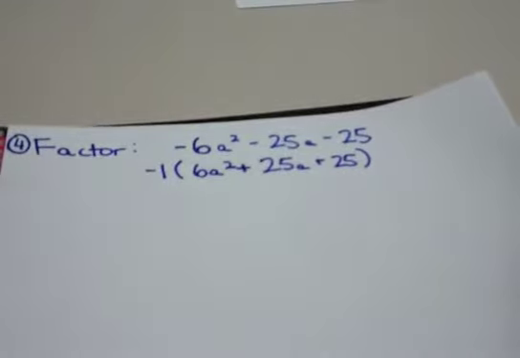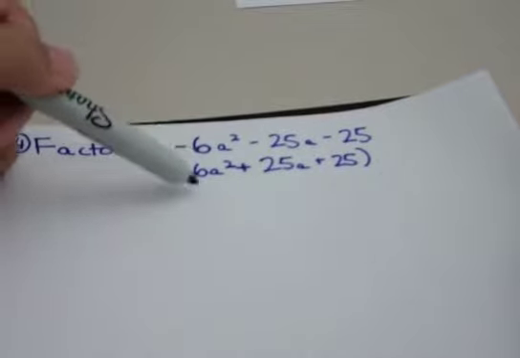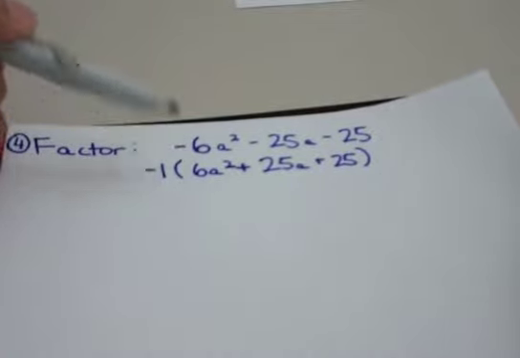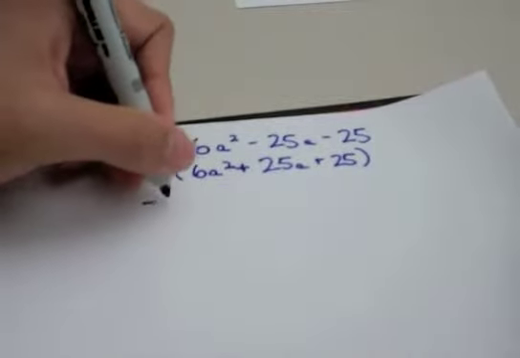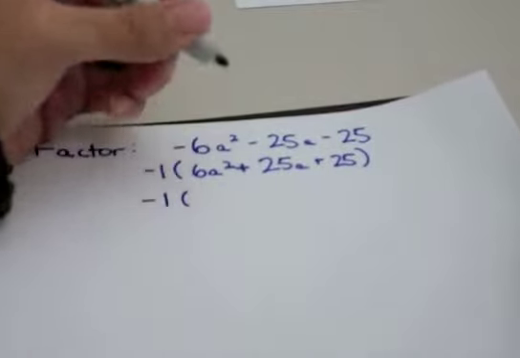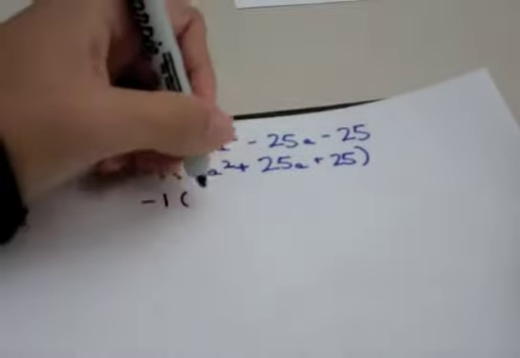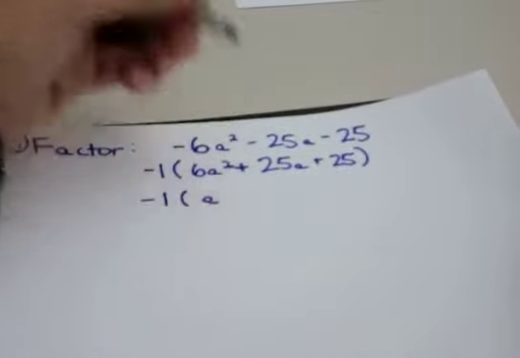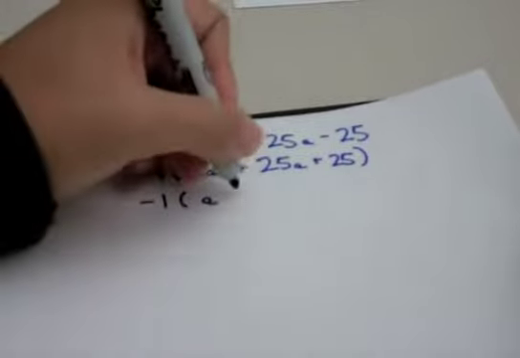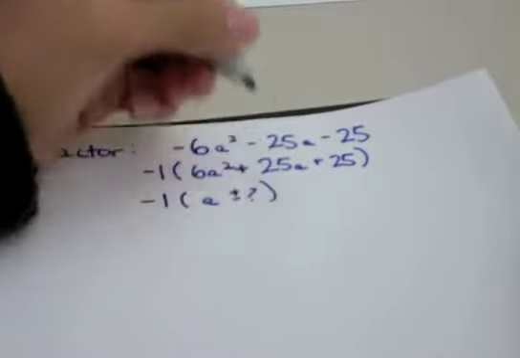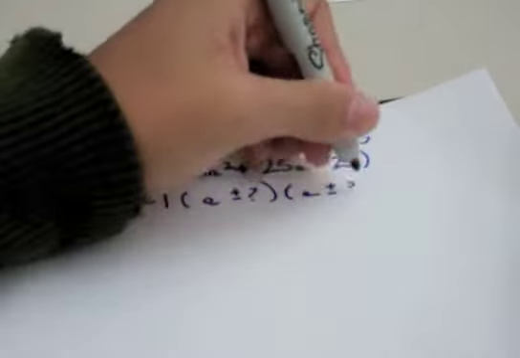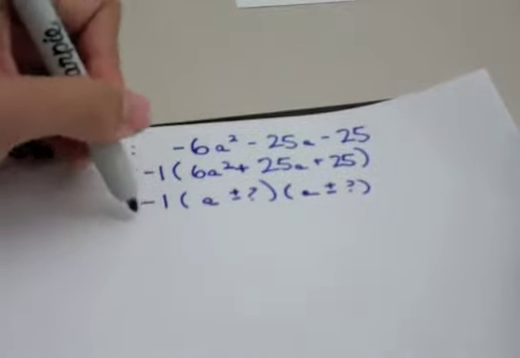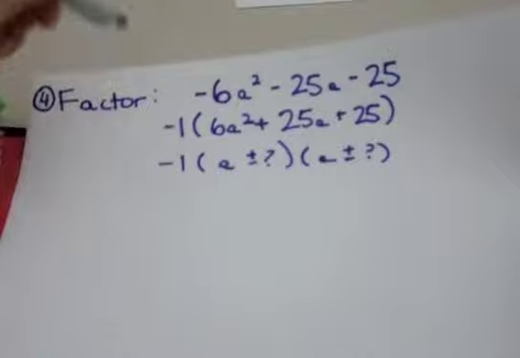And now, since we have positives here, it's going to make my life a lot easier. But I do need to remember that my final answer is going to look something in the form of -1 times (some a value plus or minus some other value) and (another a value plus or minus some given value). So I just need to remember to put my -1 here whenever I'm done. So that's why I put that down like that.